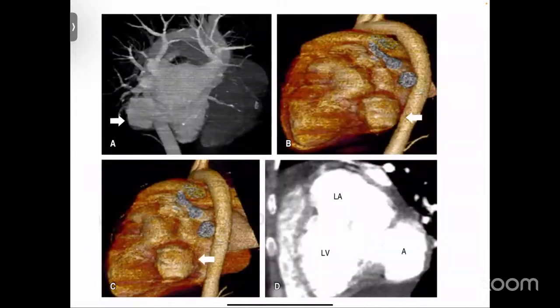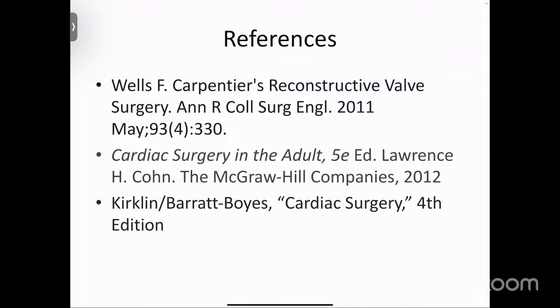There is another image, a cardiac CT or CTA, illustrating submitral aneurysm dilatation, showing the communication with the left atrium and the left ventricle. That sums up my presentation. These are my references, and thank you all for your attention.